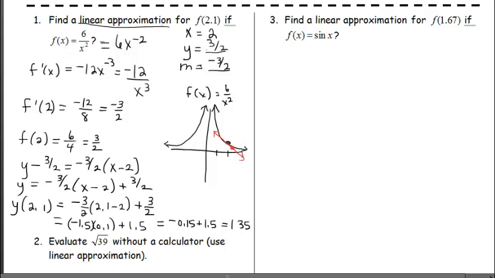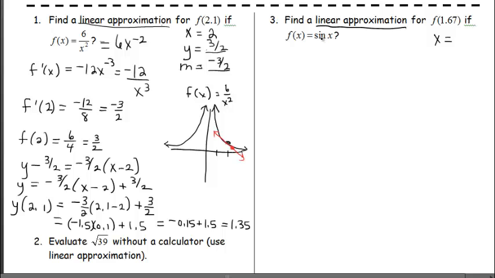All right, we're going to skip 2 and look at number 3. Find a linear approximation. Aha, tangent line, point slope. Okay, I need a nice value. Well, 1.67 isn't close to 1, and it's not really close to 2, but that's okay. We don't need it to be.